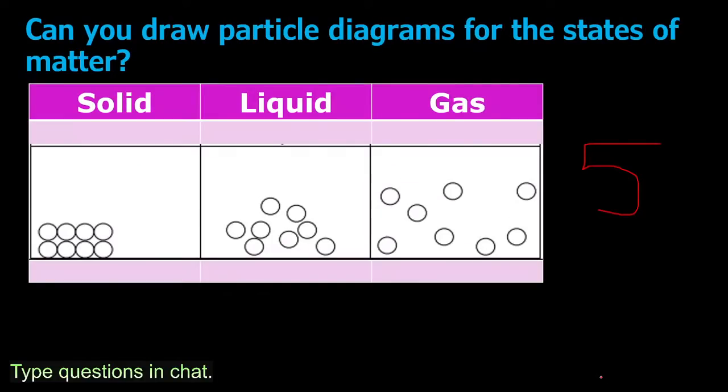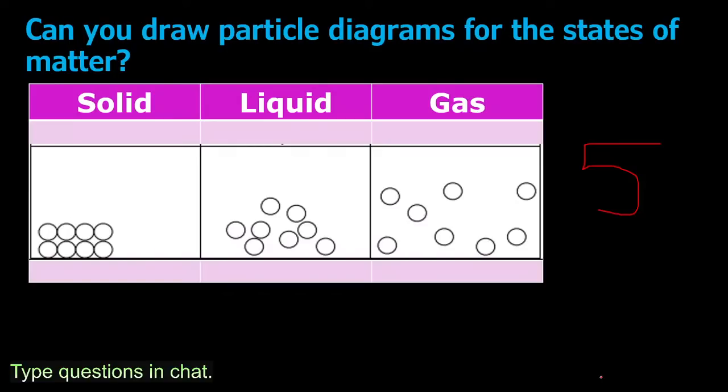Can you compare the states of matter in terms of shape and volume? You should know this: solids have definite shape and volume. Liquids have a variable shape, so they take the shape of their container, but their volume is fixed. And a gas has variable shape and volume, so it fills up the entire container and takes the shape of the container.